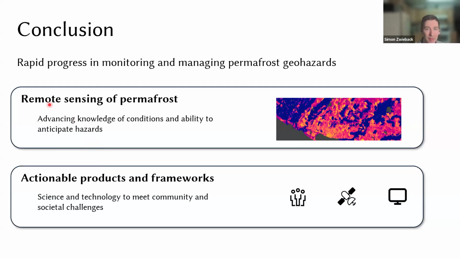thus they help us anticipate hazards and to plan and work with and mitigate these hazards in a sustainable way, from the scale of individual communities to much larger regional areas, for instance, in the context of caribou management. So with that, I would like to end my talk, and thank you very much for your attention. And I'm looking forward to answering questions right now.